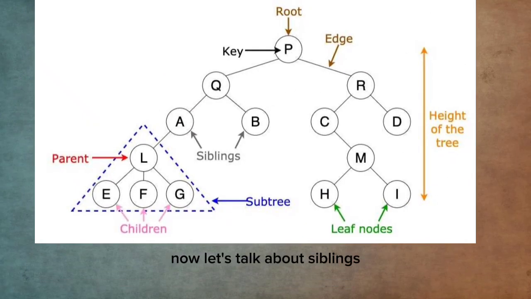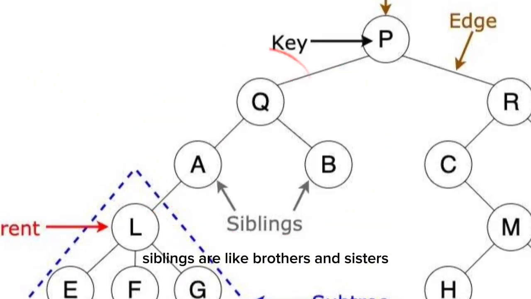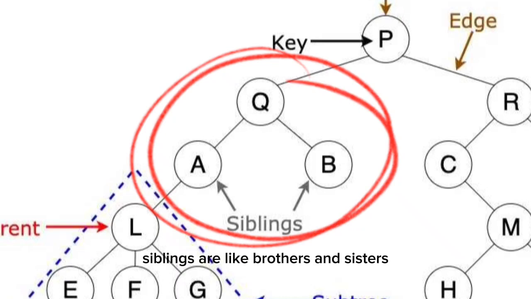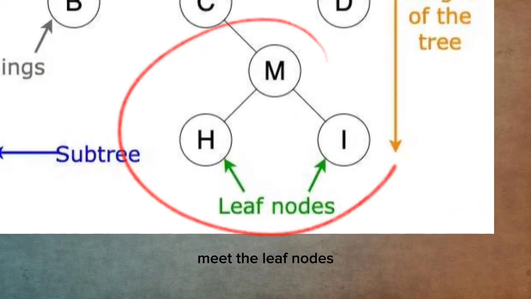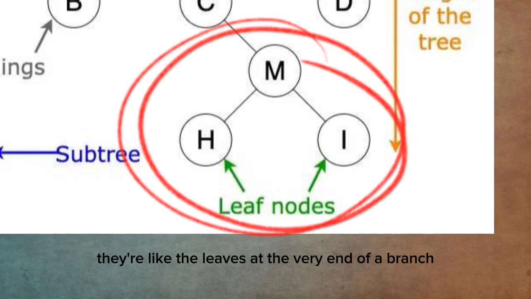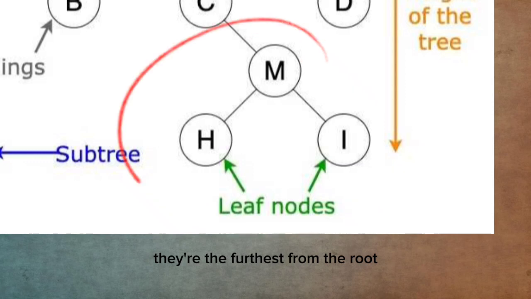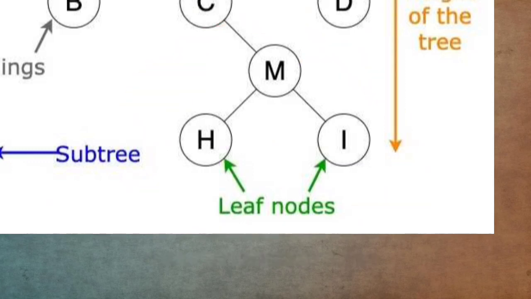Now, let's talk about siblings. Siblings are like brothers and sisters. They share the same parent, just like you and your siblings share the same mom or dad. Meet the leaf nodes. They're like the leaves at the very end of a branch. They don't have any children. They're the furthest from the root.